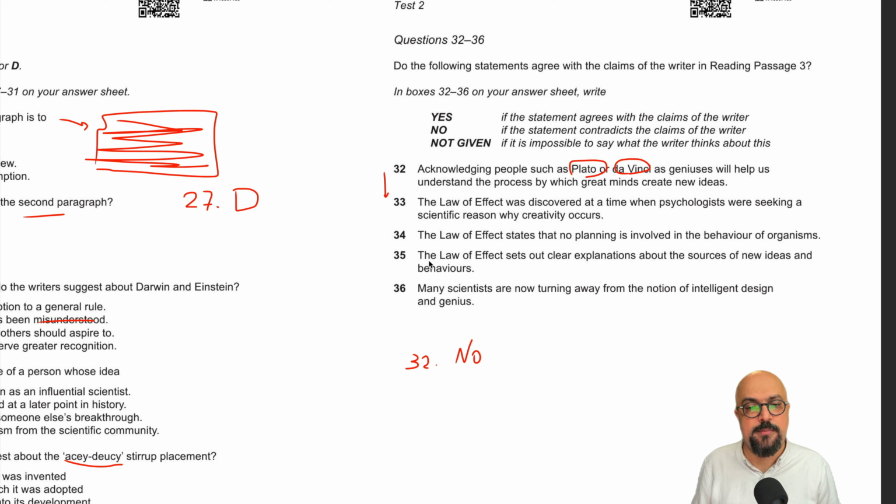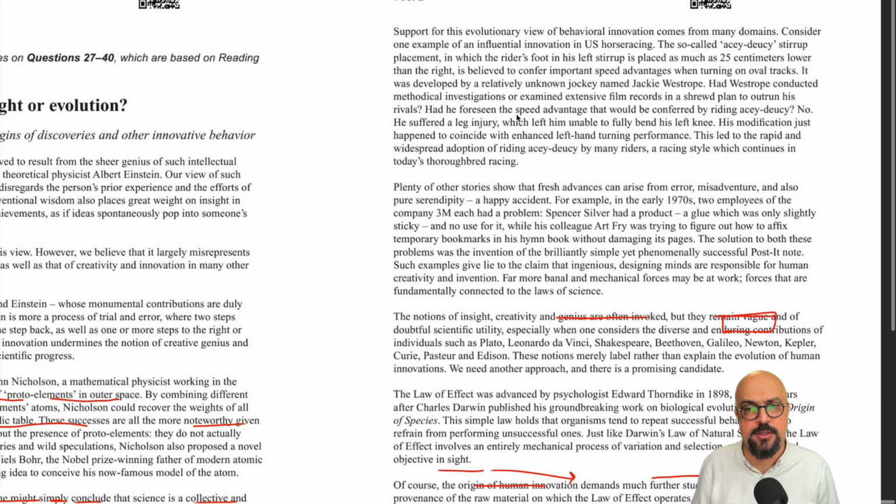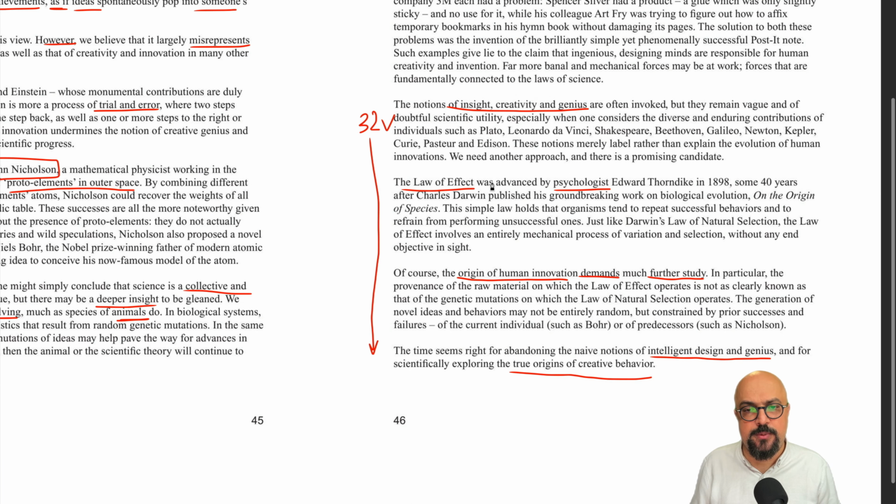So these three are from the same paragraph, and we know where the law of effect was, thanks to our initial skimming. Was discovered at a time when psychologists were seeking a scientific reason why creativity occurs. Discovered at the time. So the question is when it was discovered was advanced some 40 years after Charles Darwin. Yeah, this is after Charles Darwin published On the Origin of Species.